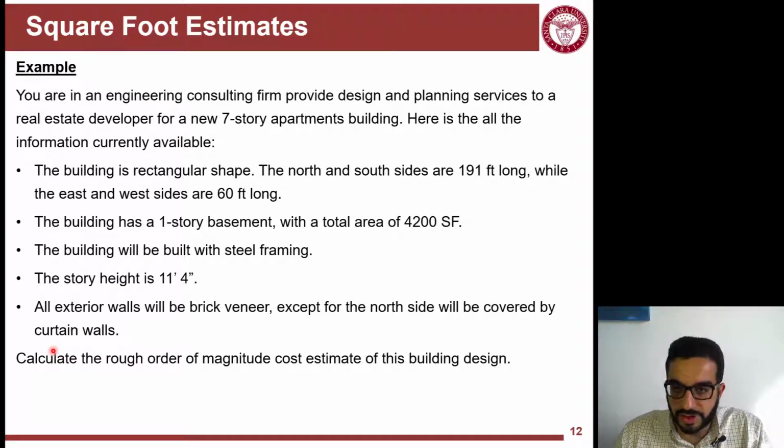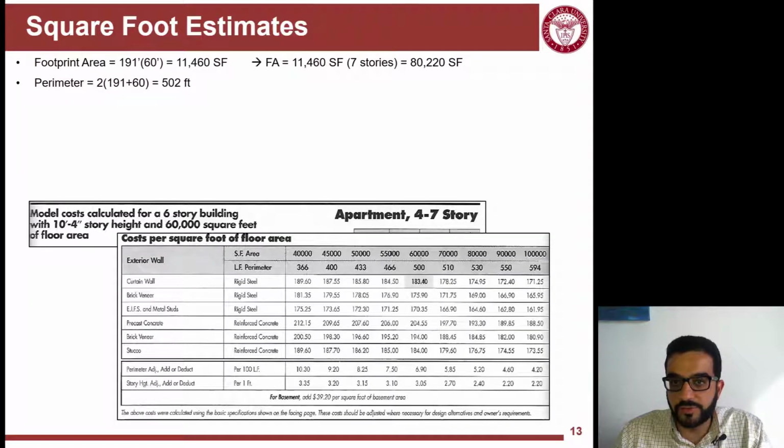If you don't like it, maybe you can change the design for the owner. The first thing I will calculate is the footprint area, which turns out to be 11,460. I have 7 floors, so I get the total floor area of the building, and the perimeter here is 502. Now I look at my table, I see that's around 80,000, so I will stick to this column. And I see here the perimeter is 530, and mine is 502, so it's also pretty close. It's not that bad, especially since for perimeter, I need a 100 linear foot difference to adjust for it, so I'm fine.